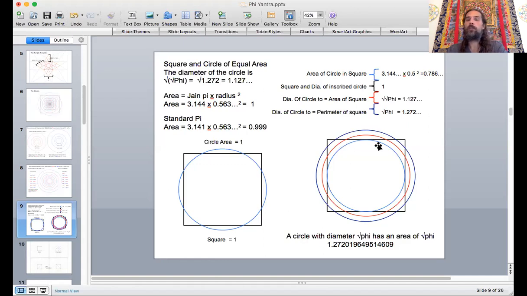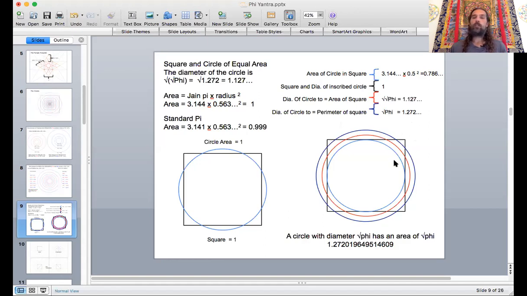So here's all three together. You've got the inner circle based on the 1-inch square, and there's the area of the inner circle. There's the red circle corresponding to this, the square root of the square root of phi, the 1.127. And then, of course, here's the one that gives you equal perimeters, the furthest one, which the pyramid is based on, the 1.272. That's the diameter of the larger circle here, giving you equal perimeters.